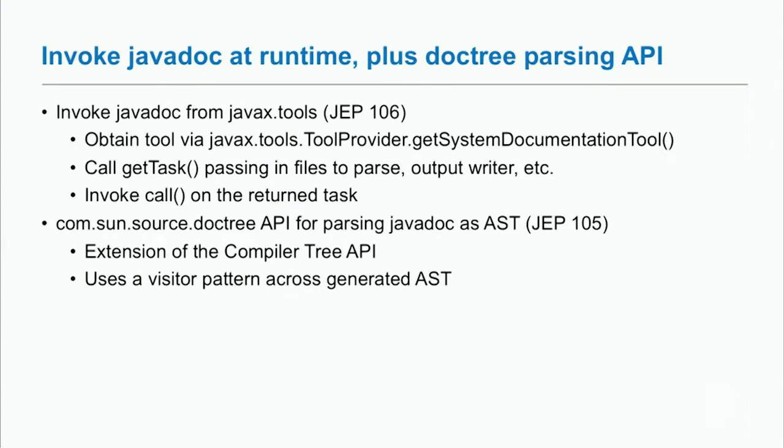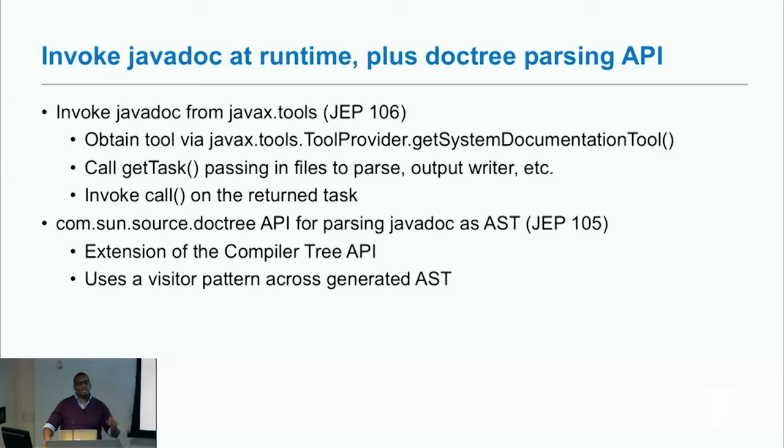For those who actually need to parse the Javadoc or build tools that are running the Javadoc, there's ways of now, instead of just shell execing the Javadoc tool, you can actually invoke that now from Java itself. And there are enhanced APIs if one wants to really get down into abstract syntax trees of the Javadoc. There's an extension of the compiler tree API for walking through that Javadoc as well.